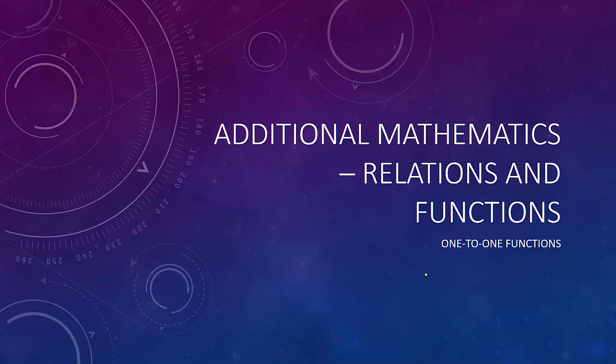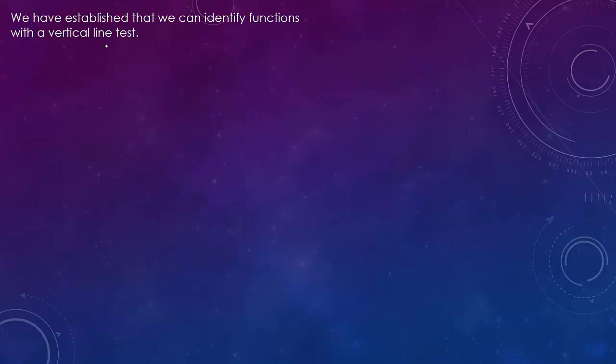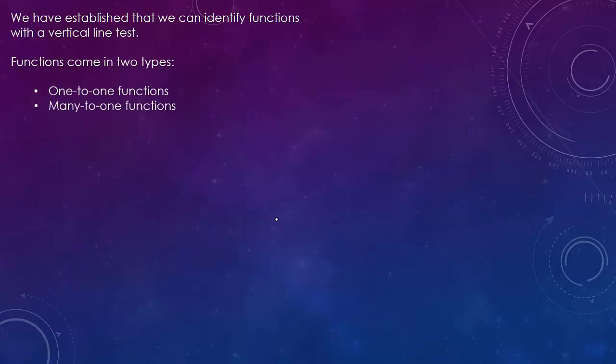One-to-one functions. We have established that we can identify functions with a vertical line test. So remember, a function is a subset of relations, and they satisfy the vertical line test because each x value must give rise to a unique y value. Functions, though, come in two types. We have one-to-one functions, and we have many-to-one functions.